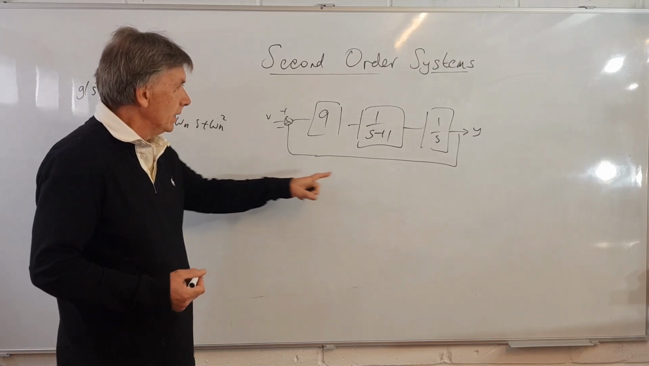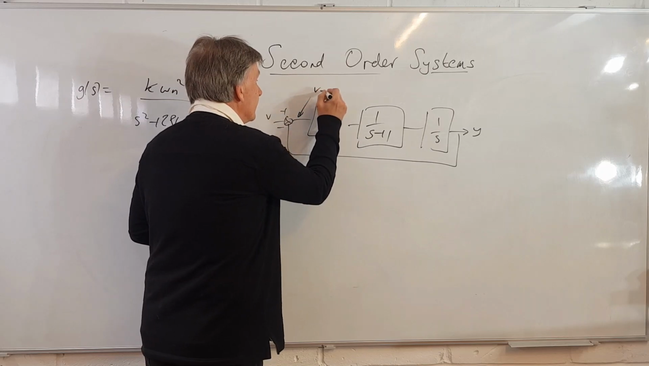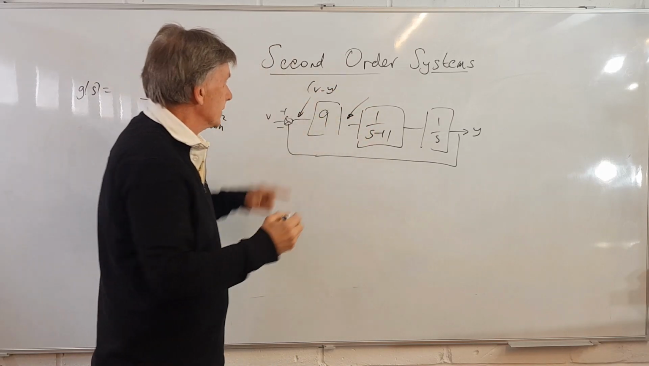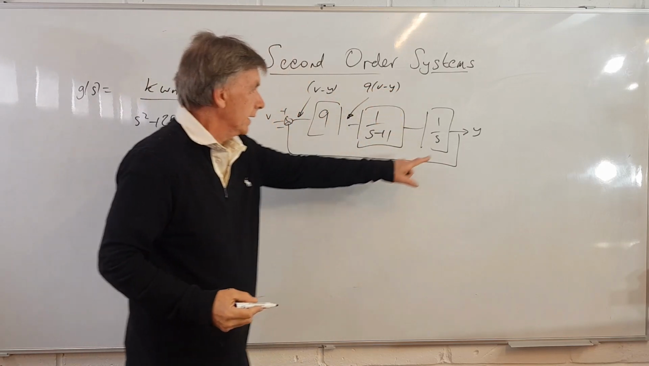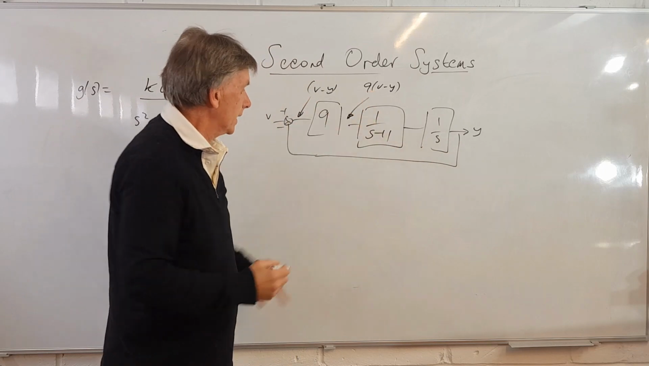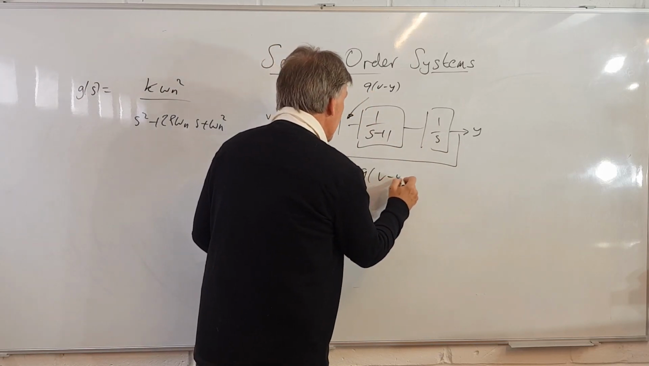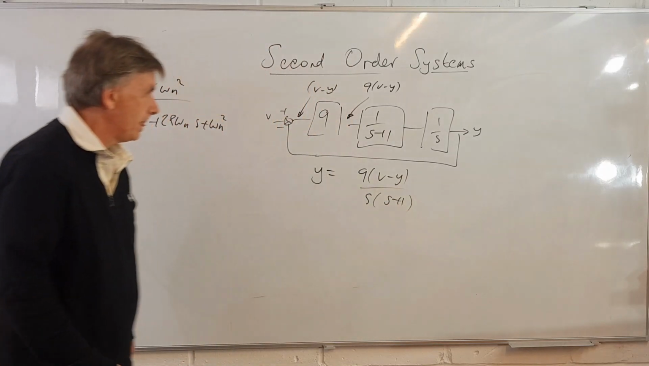So the first thing we do, follow the y around here. That signal there is going to be v minus y, and then this one here will be that times that, so it'll be 9 times v minus y. And we can say that this is that times that to get an equation. So y equals 9 times v minus y over s plus 1.